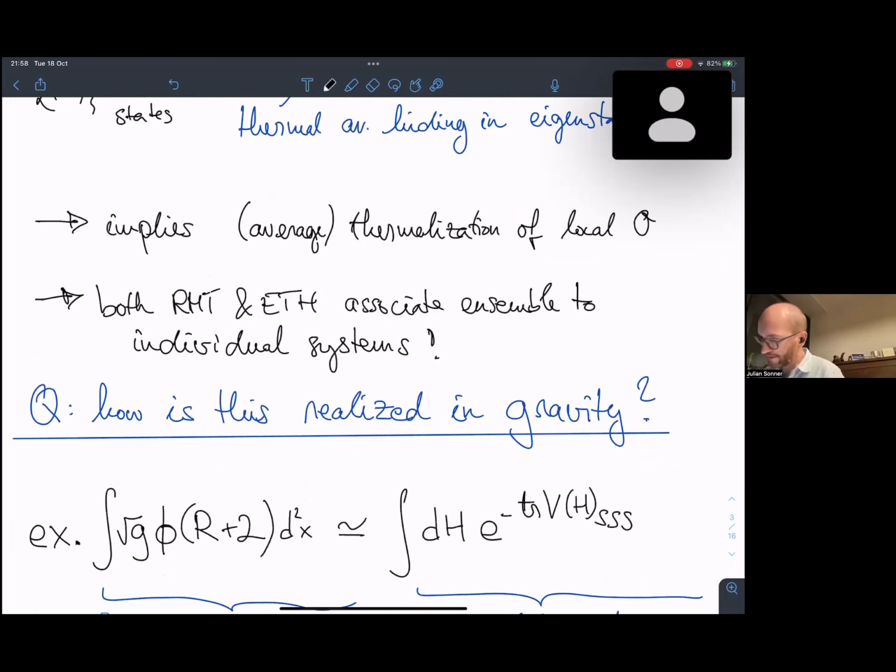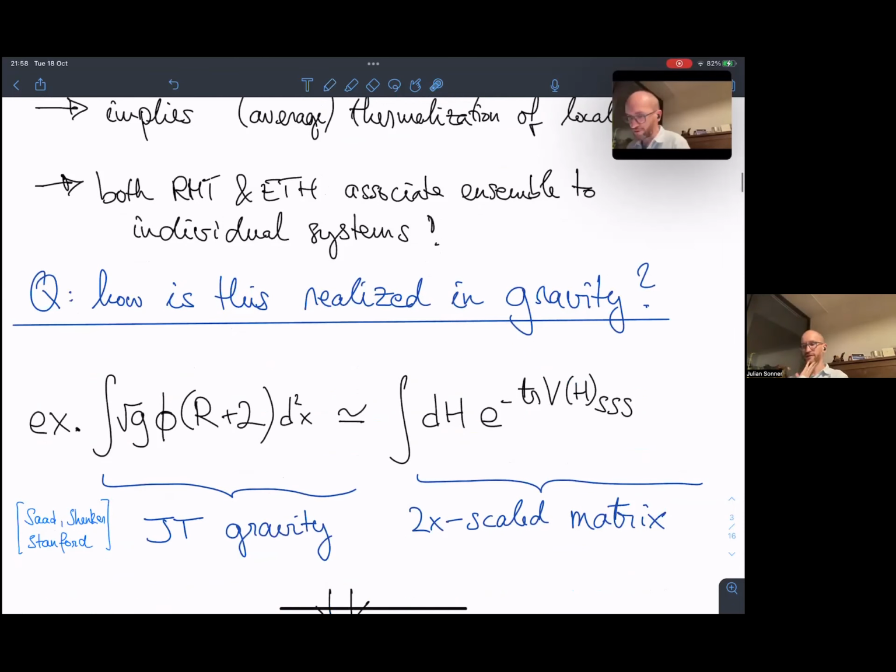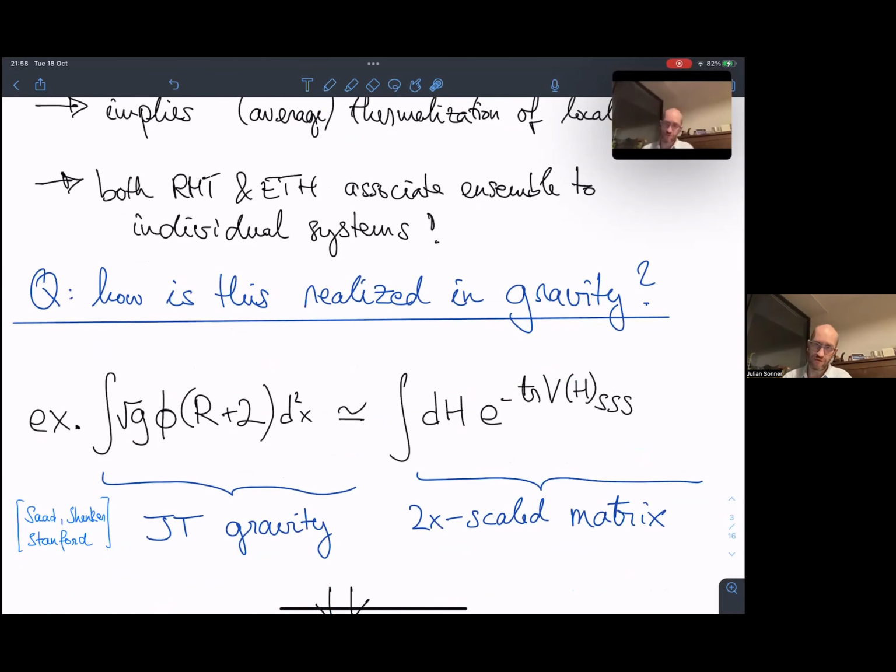Okay, so let's then go to the actual question that I would like to answer. The question, of course, that many of us would like to answer is, A, how is this realized in gravity, maybe, is the first question, and B, is it actually useful in gravity? So I'd like to tell you a little bit about how these things are realized in gravity, and then we can maybe together decide whether it's useful or not.